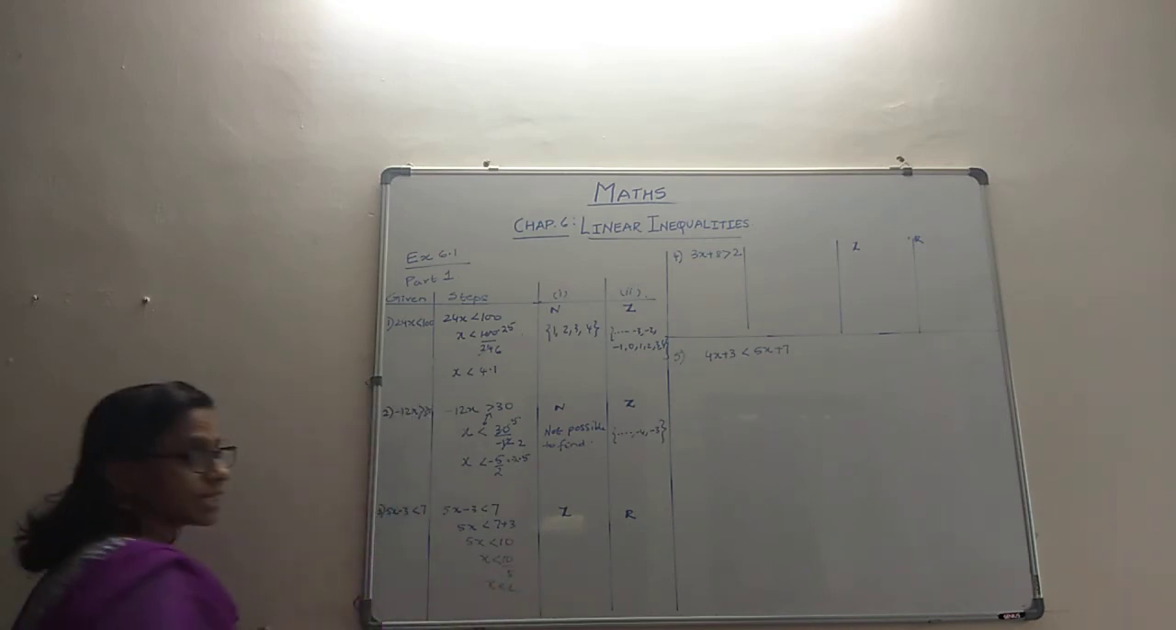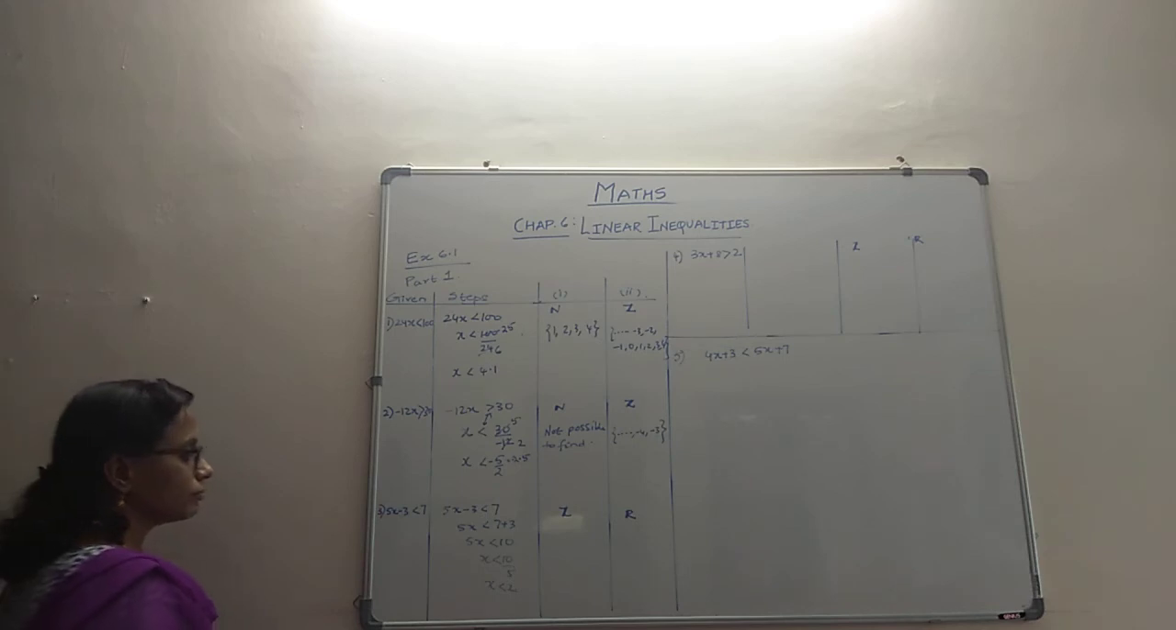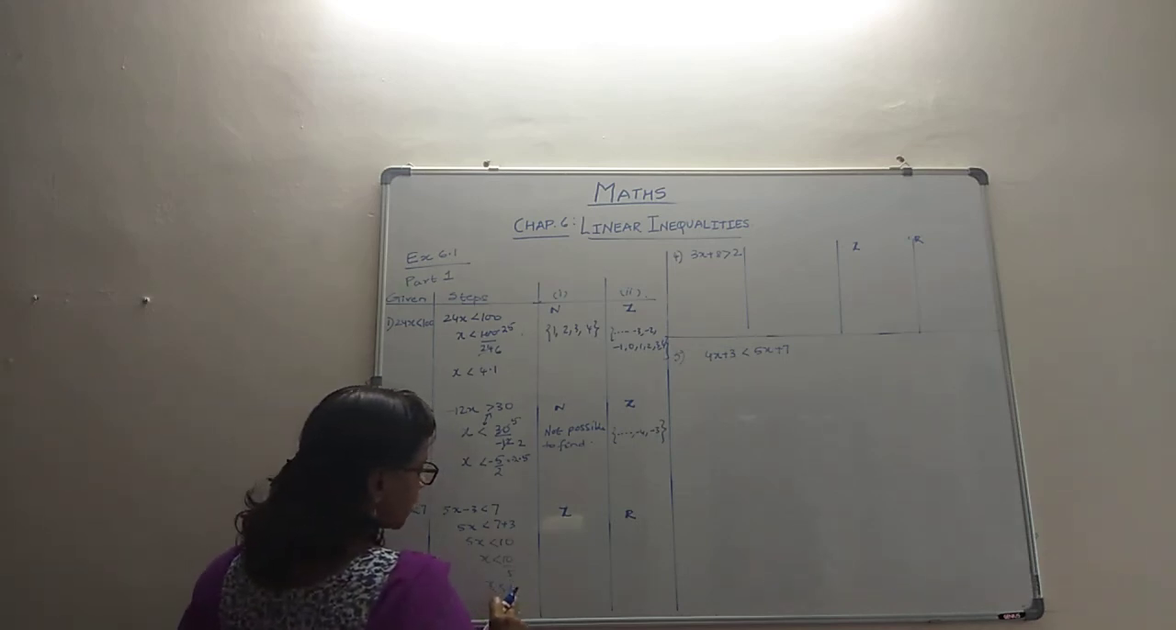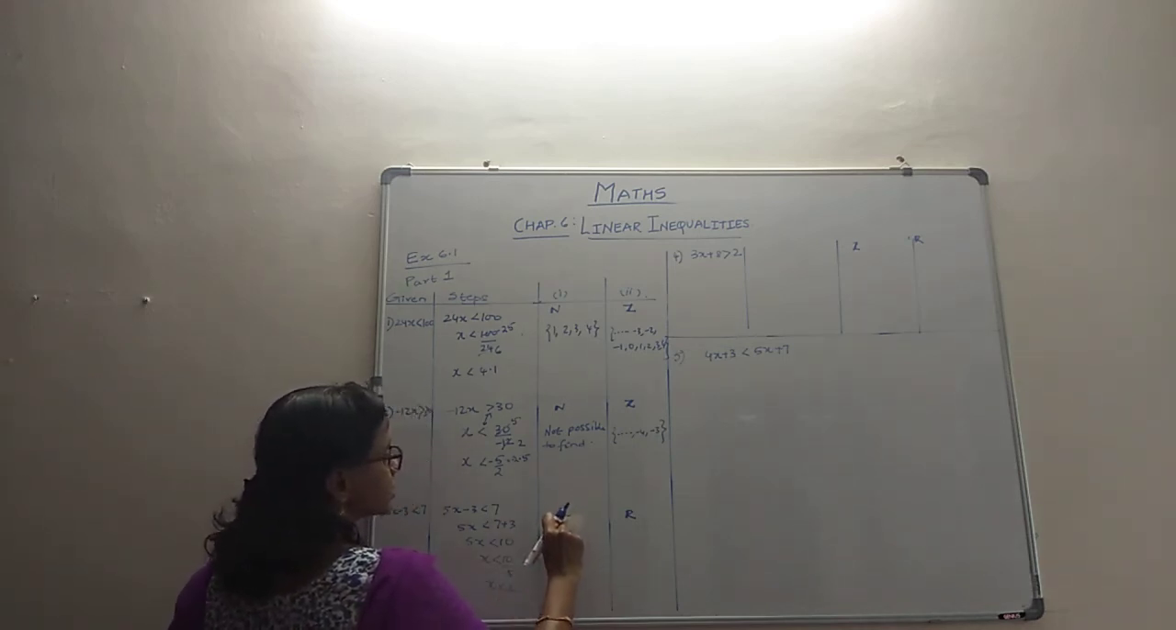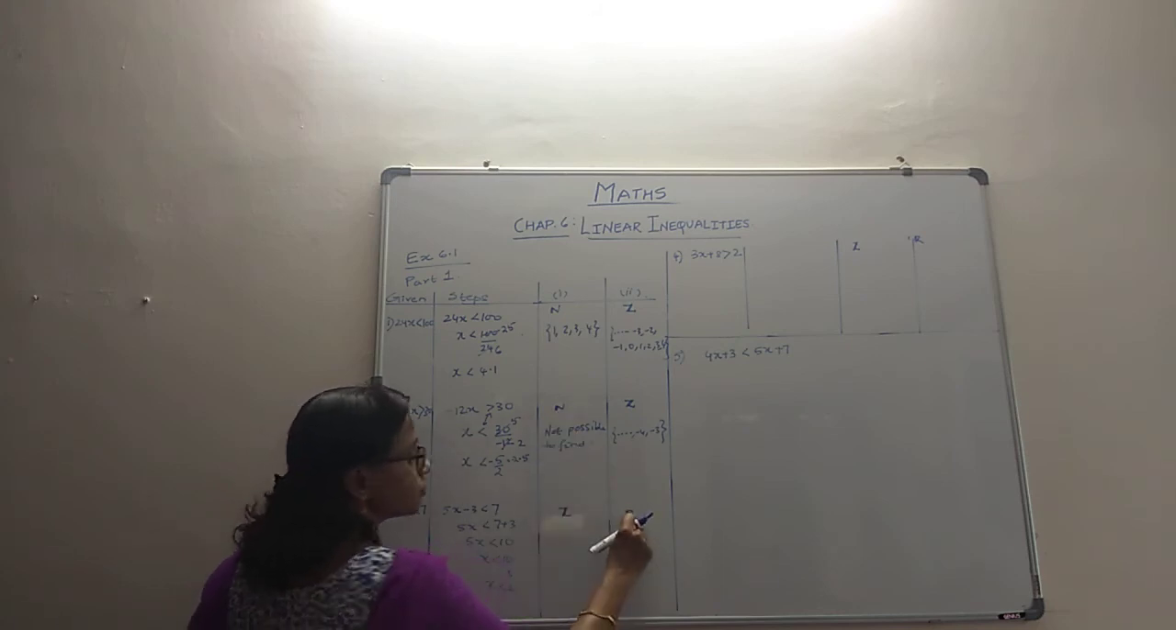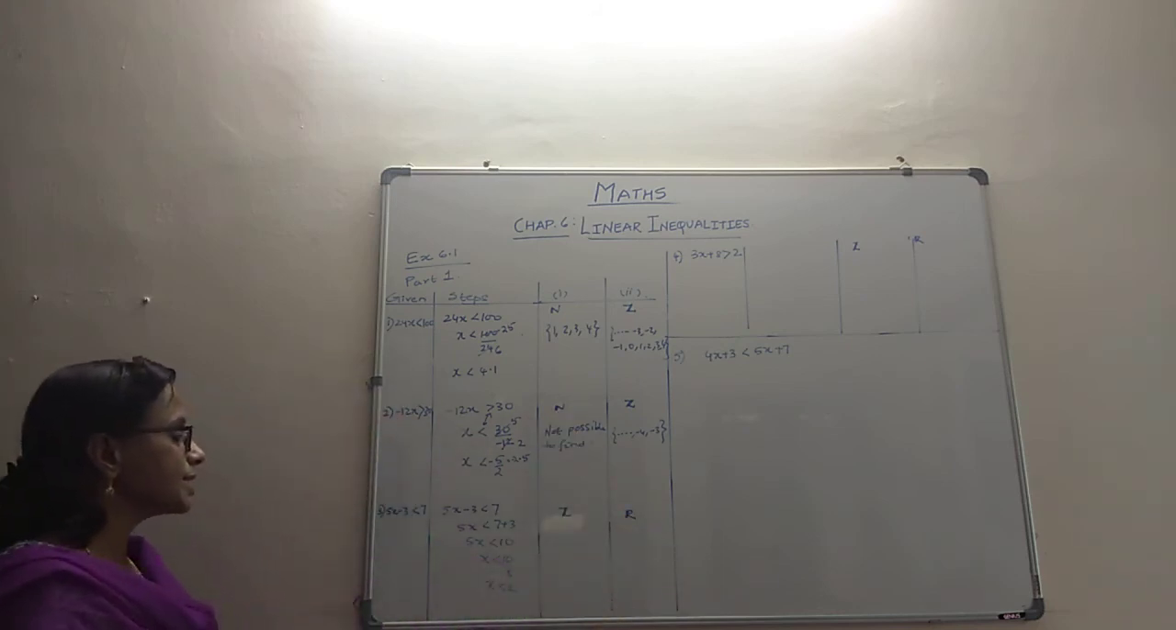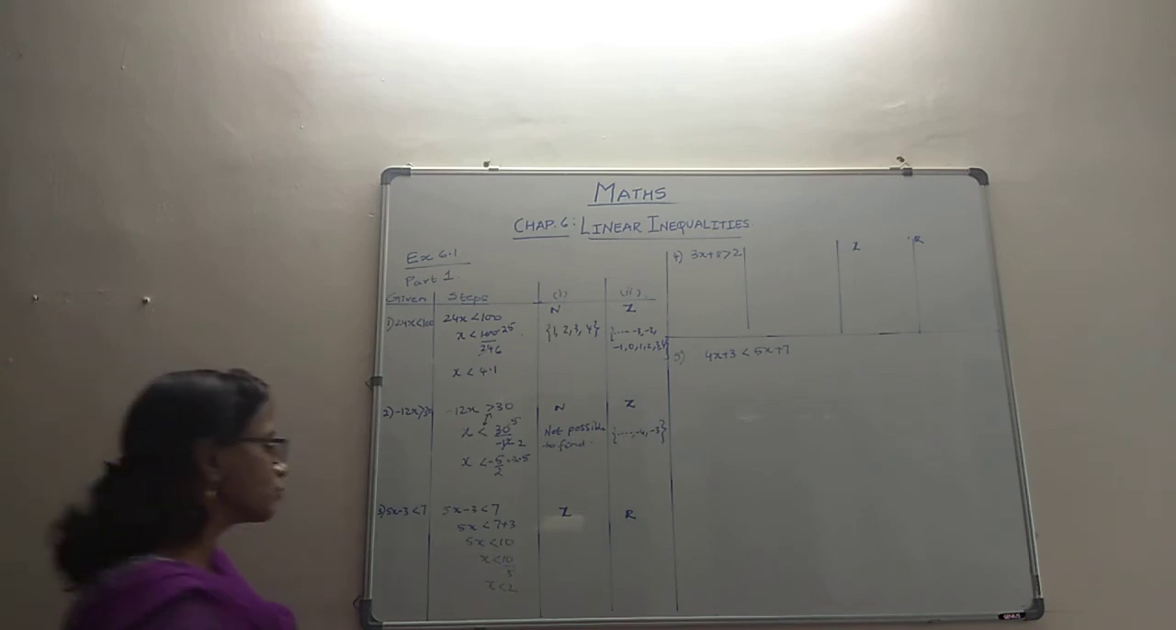You get the x value less than 2. So because the x value is less than 2 in integers, I hope you understand this. Z is for integers, N is for natural numbers, R is for real numbers. Now x is every value that is less than 2. So in integers, what could be the value?